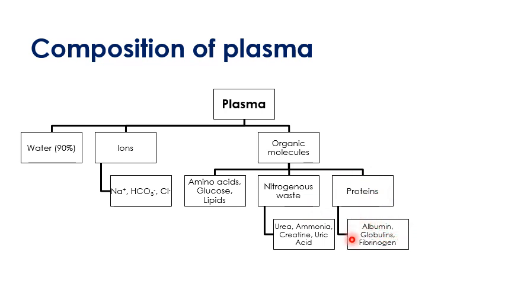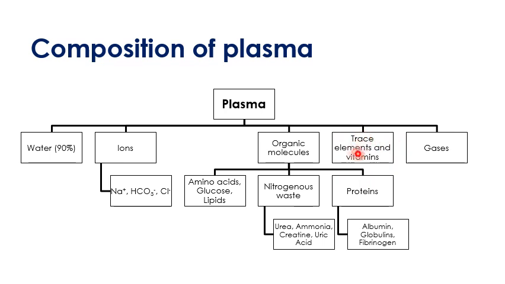But we'll take a closer look at these plasma proteins in later slides. You have some trace elements and vitamins as well in your plasma. And then you have your gases, carbon dioxide and oxygen. About 25% of the carbon dioxide in your blood is transported in your plasma, whereas 1% of the oxygen in your blood is transported in your plasma.